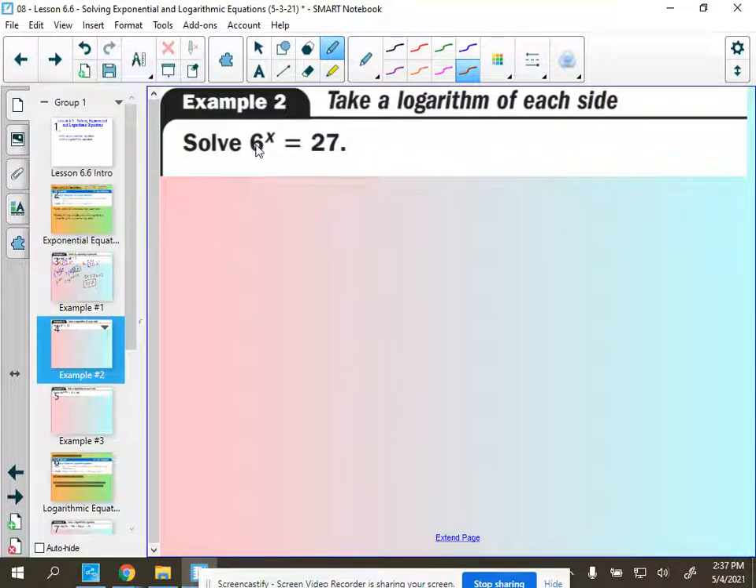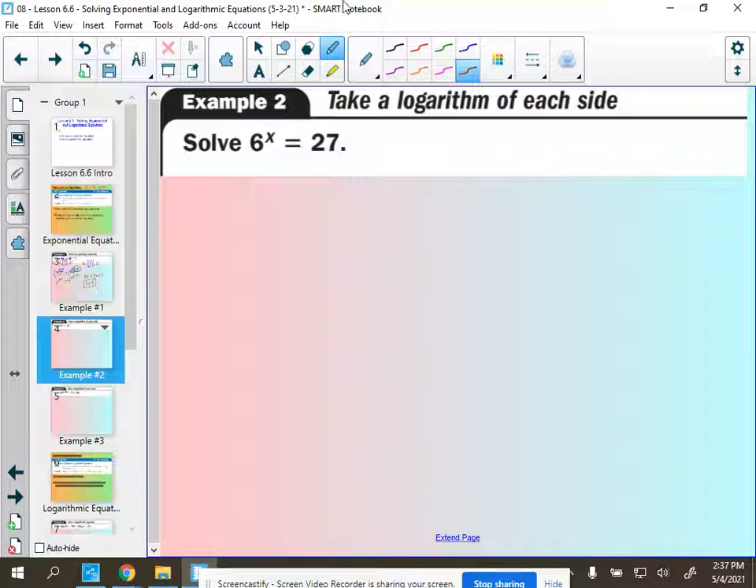Let's take a look here. Solve 6 to the x power equals 27. So now we're in that second category, where I don't really have the ability to write 27 as a base of 6. Because 6 to the first is 6, 6 squared is 36. I can't change this base. It is what it is. And same thing with the 6. There's no connection between this 6 and this 27, basically.